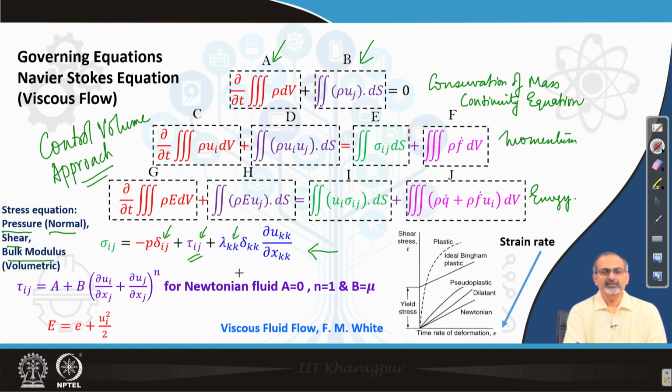If you look at the shear stress expression, then in general it can be represented in this manner: A plus B times within brackets del ui del xj plus del uj del xi, the whole to the power of n. And for a Newtonian fluid, A is equal to 0, n is equal to 1 and B is equal to mu. And the E term that you have in the energy equation is comprised of the internal energy plus the kinetic part, ui square by 2.